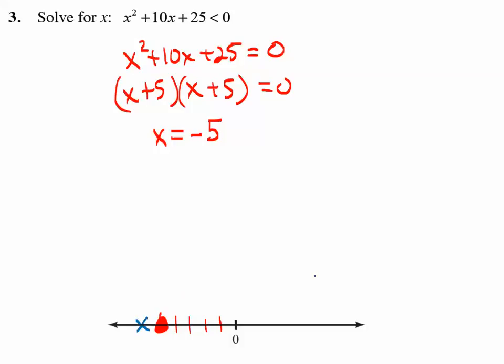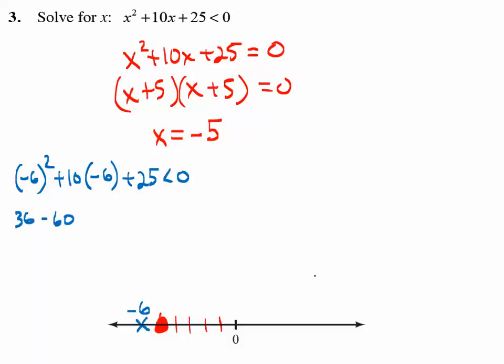Let's pick a test point, something less than negative 5, and negative 6 works out pretty good. So let's plug in negative 6 into the original inequality. And let's see what happens here. 36 minus 60 plus 25 gets you 1. Ooh, that was a close one. 1 is less than 0. Is that true? 1 is less than 0. That's false. That doesn't work.